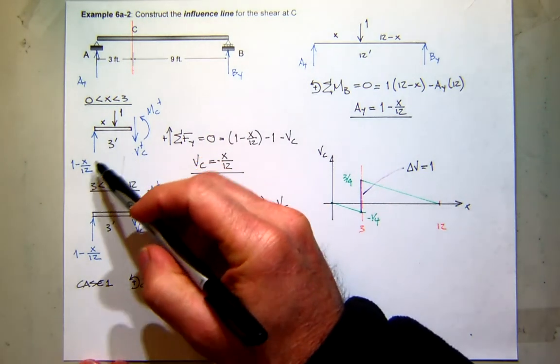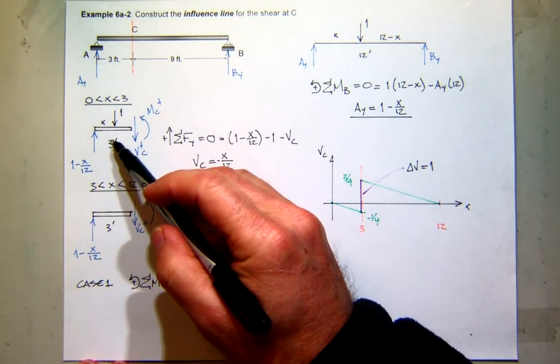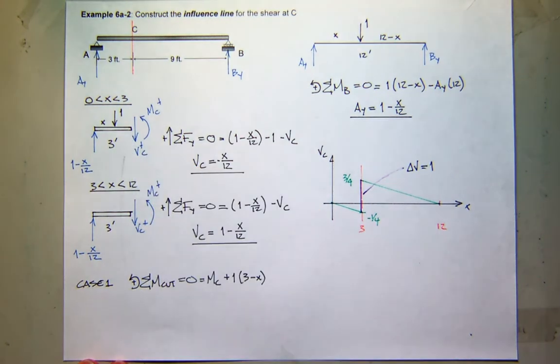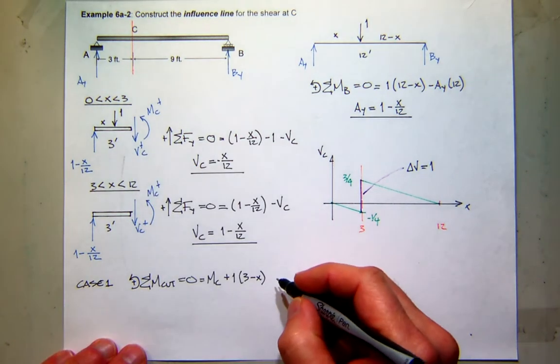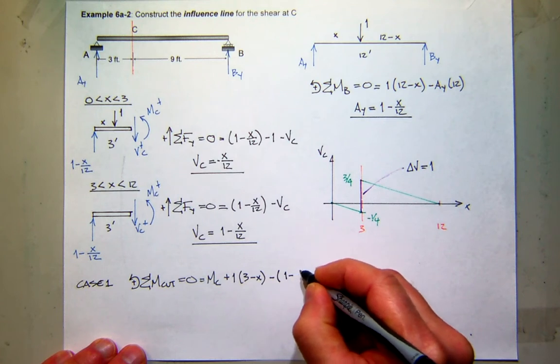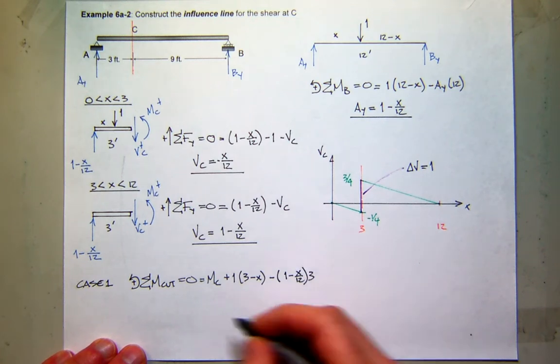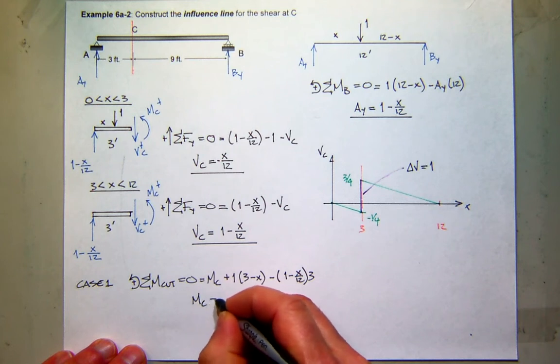And then I have the reaction. What's the moment arm for that? 3. And that creates negative moment. So I have negative force, 1 minus X over 12 times 3. So what is the moment about the cut?